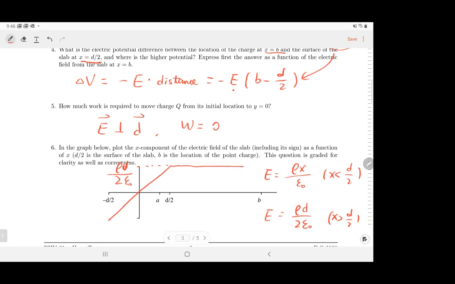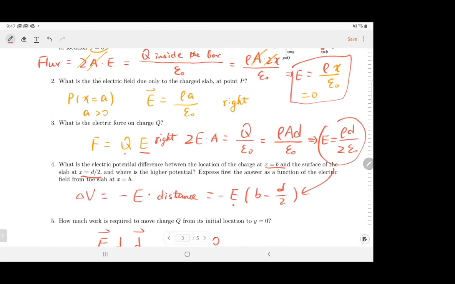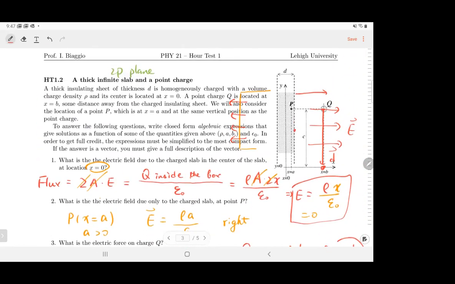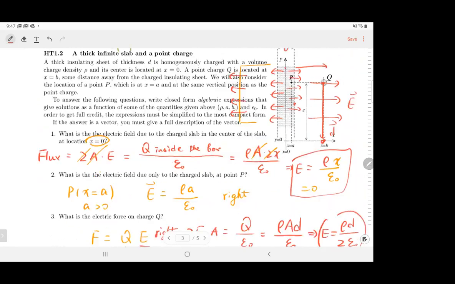Can you just explain why from 0 to negative d over 2, why it's negative? Like, I'm not quite understanding. Because x is smaller than 0, so the electric field is negative. If you check this diagram, at the center, the electric field is 0. On the right side, the electric field goes right. On the left side, the electric field goes left. Oh, okay. So in this case, the direction changed, so we need a minus sign in front of the electric field. Okay, thank you.